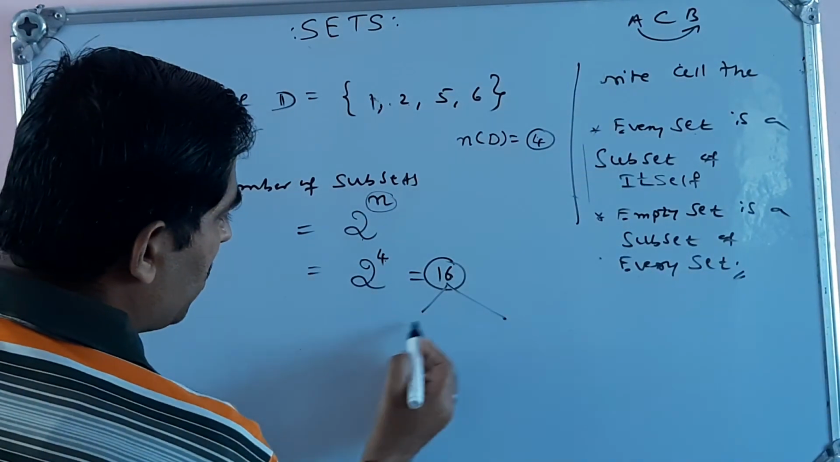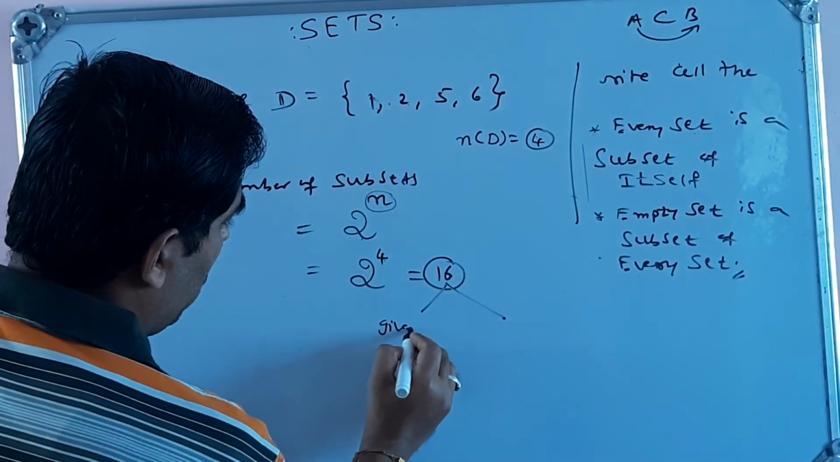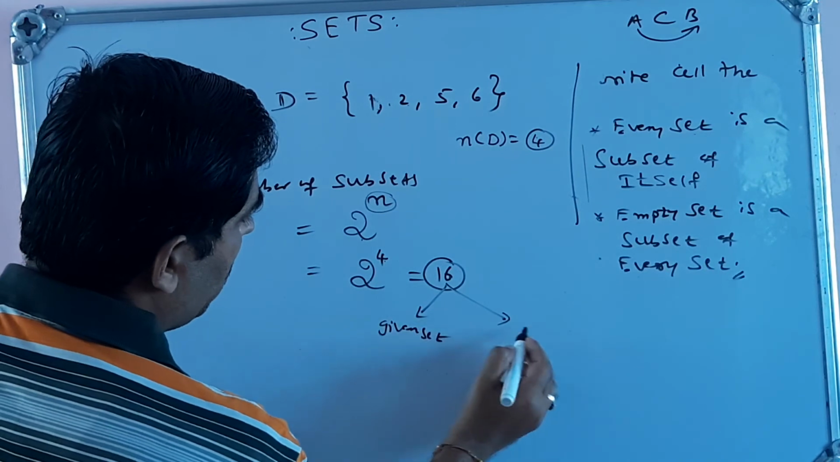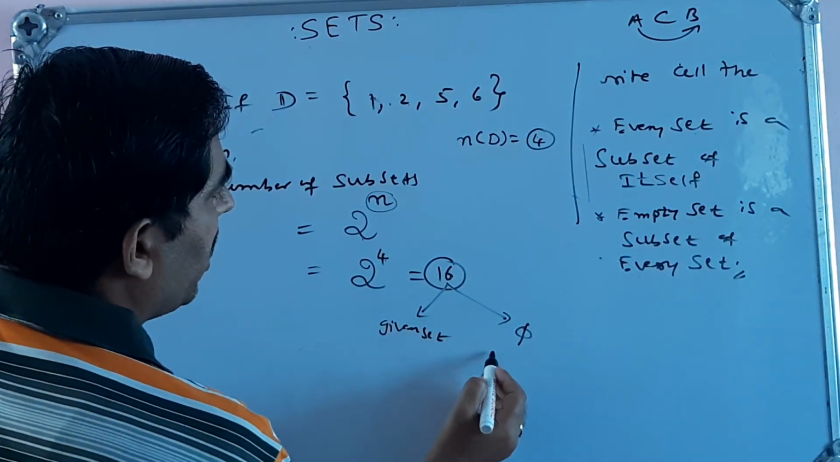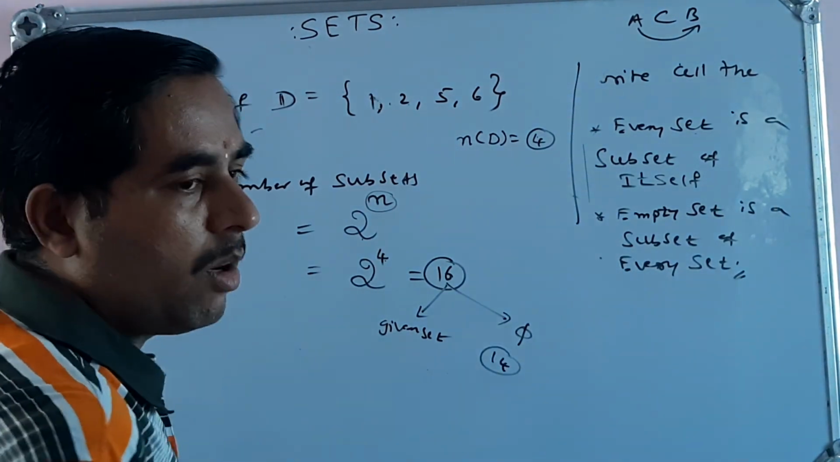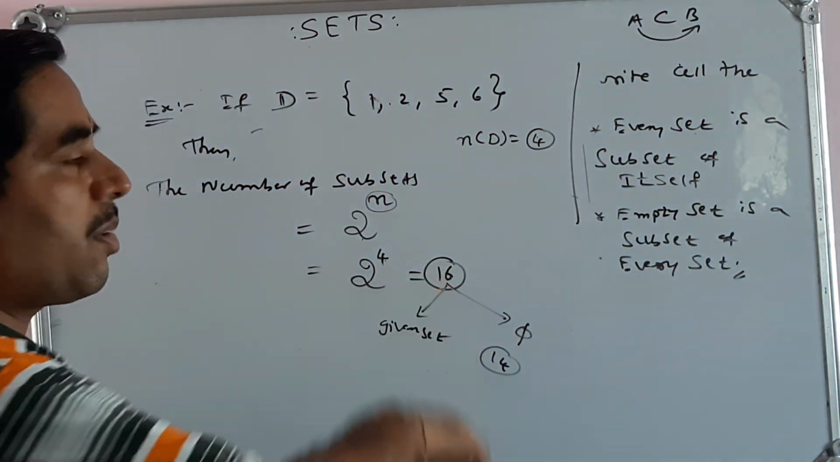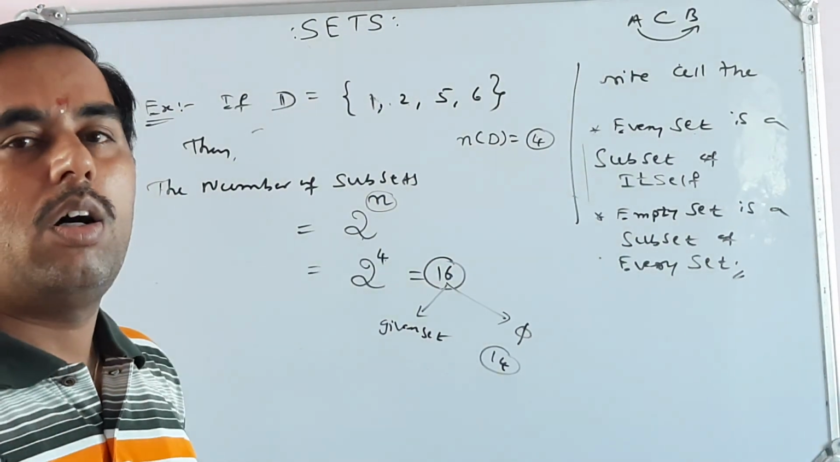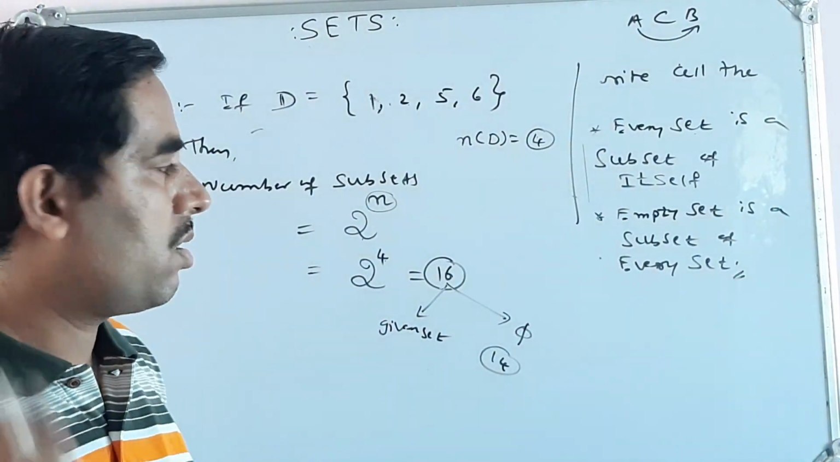Out of these 16 subsets, one is the given set and another one is the empty set. So how many remain here? 16 minus 2, that is 14. So 14 subsets plus these two, we have 16 subsets. So for a given set, we will have 2 to the power of n subsets.